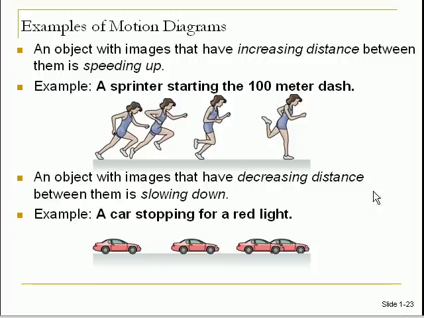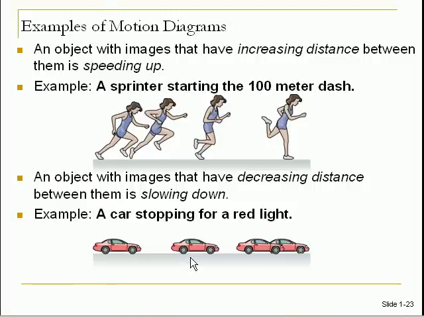The next snapshot, notice how the car covered this distance. And then the next snapshot, the car covered this distance. Notice how the distance is less. That's because it's slowing down. So it covers less distance in equal periods of time. And so a motion diagram of an object slowing down looks like that.